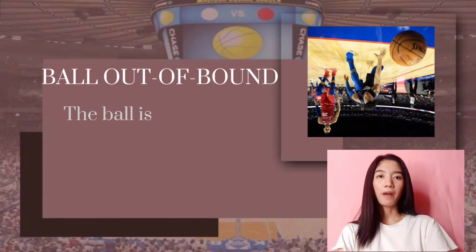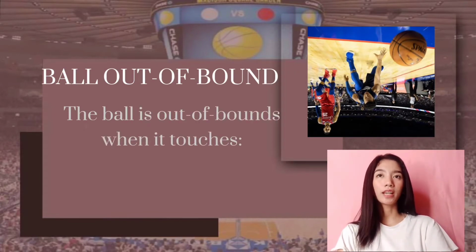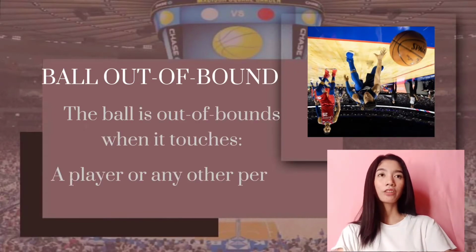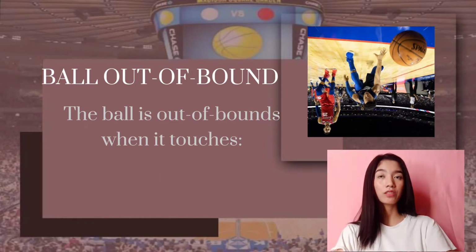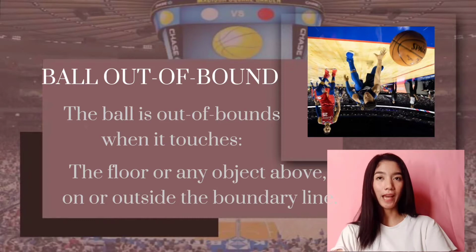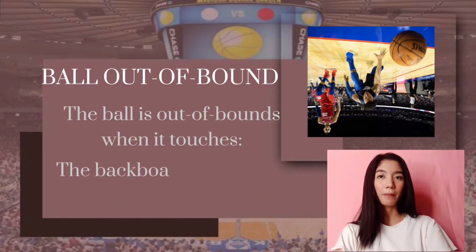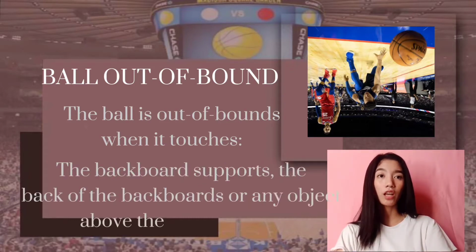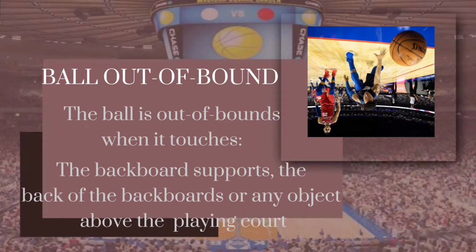Next is ball out of bounds. The ball is out of bounds when it touches a player or any other persons who is out of bounds, the floor or any objects above, on or outside the boundary line. The backboard supports, the back of the backboards, or any object above the playing court.